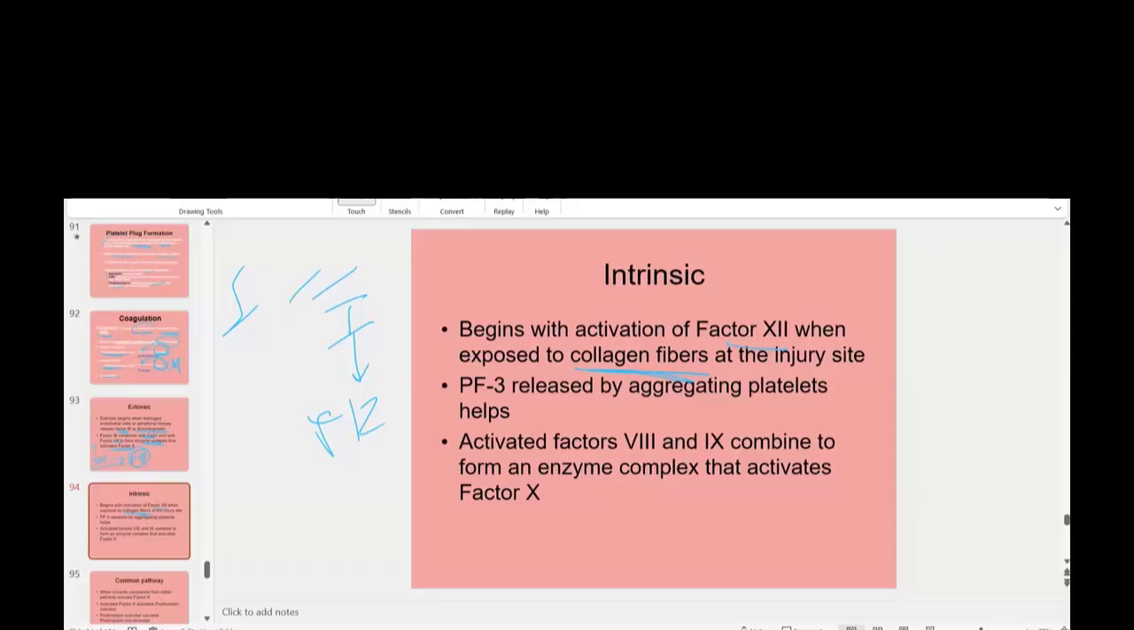Then platelet factor 3 is released by the aggregating platelets. Immediately there is aggregation of the platelets, and platelet factor 3 is released, and that will activate factor 8 and 9, and then they combine to form an enzyme complex, and that will activate 10. So we have factor 12, platelet factor 3 also helps, then we have 8, we have 9, and they will form an enzyme complex, and that will lead ultimately to factor 10. All that we need is factor 10.